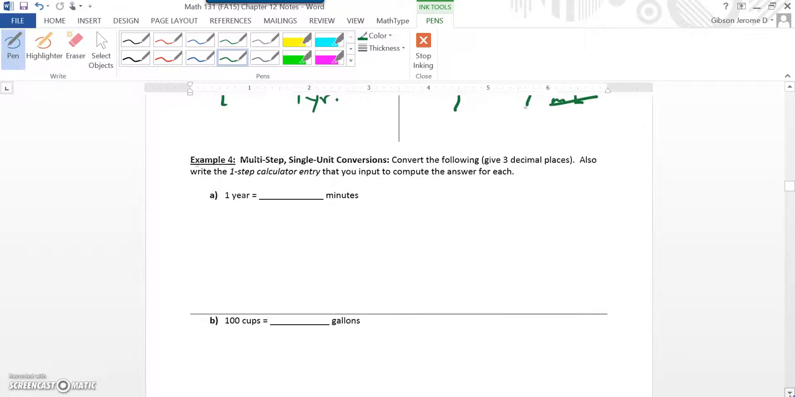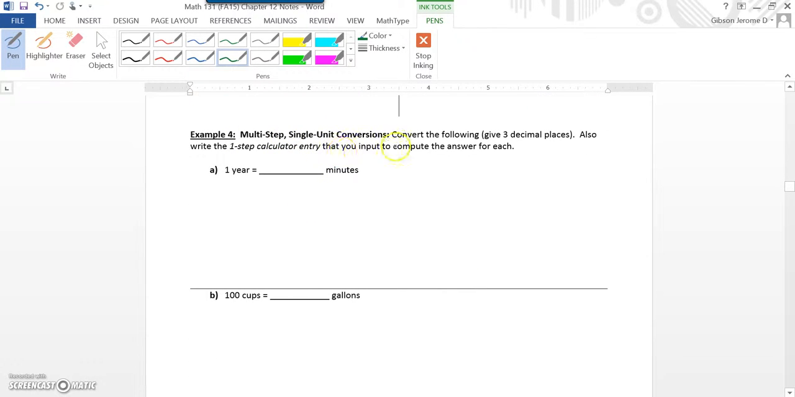Okay, now we have example 4. Multi-step single unit conversions. Convert the following. Give 3 decimal places. Also write the one-step calculator entry that you input to compute the answer for each. We want 1 year to go down to minutes. So now, this is the steps that I would take. I would take the year down to days. So we would have 365 days for 1 year. Put this over 1. Now we need to get rid of days for minutes.